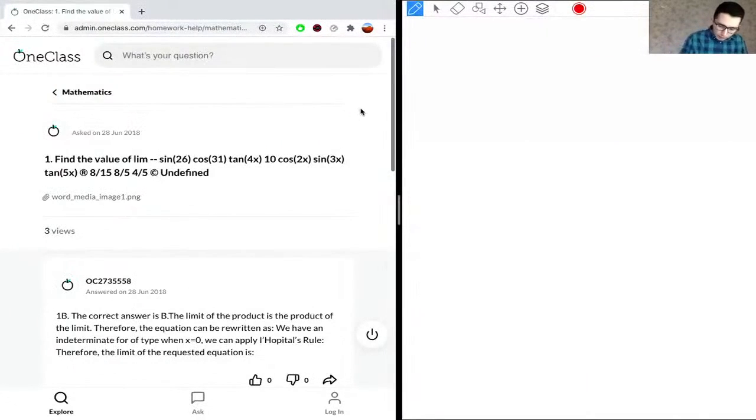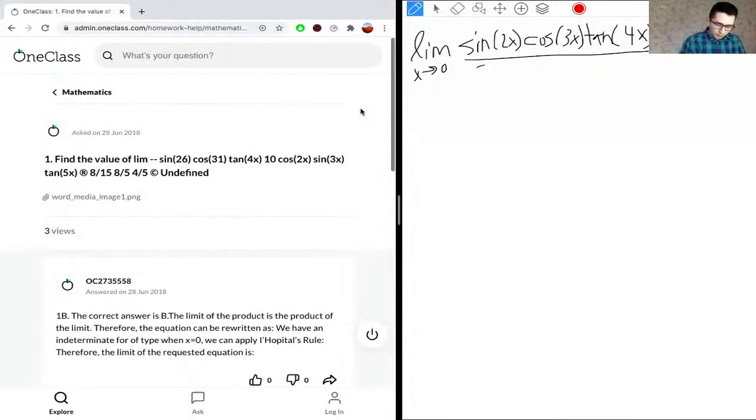So we're trying to evaluate the limit of x as it goes to 0, sine 2x cos 3x tan 4x over cos 2x sine 3x and tan 5x.